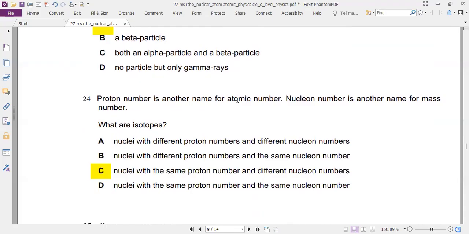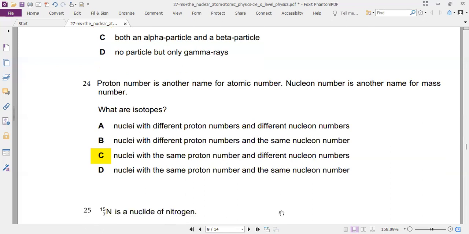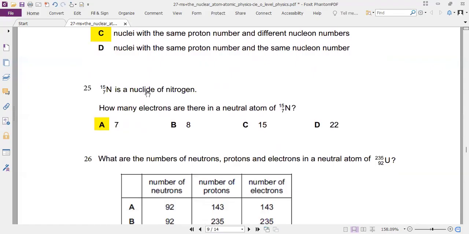Proton number is the same as atomic number, and nucleon number is another name for mass number. What are isotopes? Isotopes are nuclei with the same proton number and different nucleon number. Nitrogen is a nuclide.